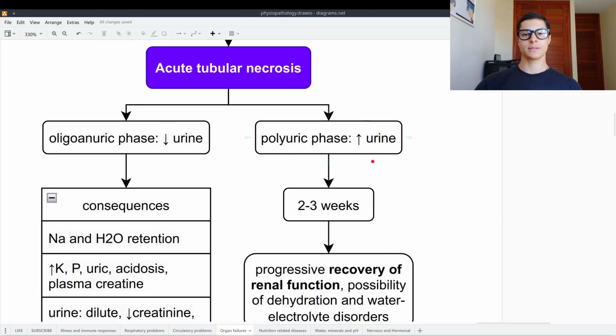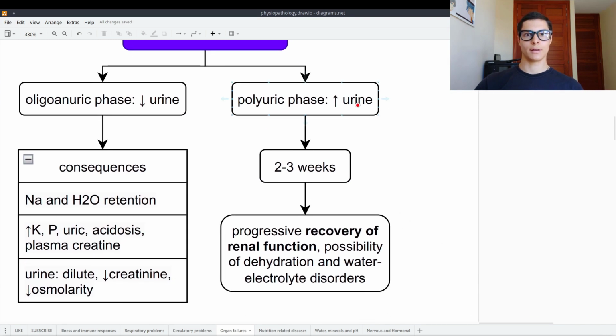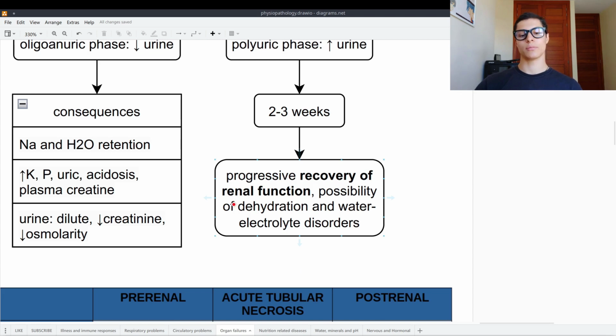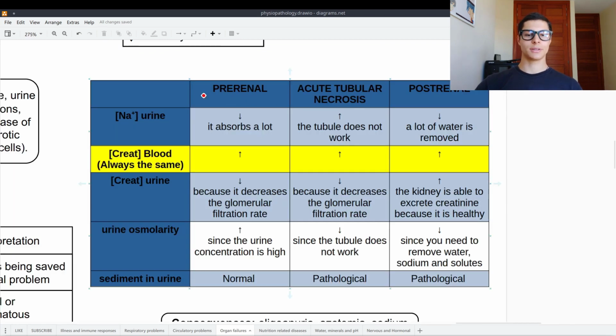In the polyuric phase, again we said we have high urine, and it appears after 2 to 3 weeks. We have a progressive recovery of renal function and the possibility of dehydration and water-electrolyte disorders. Here I created a table that summarizes this even better. So the sodium in the urine is low in the pre-renal, high in the acute tubular necrosis, and low in the post-renal.